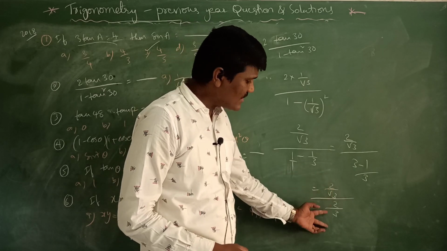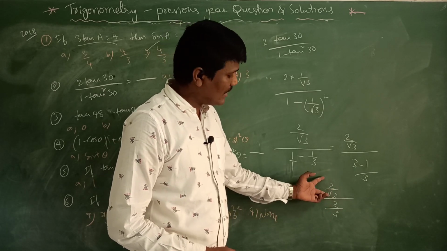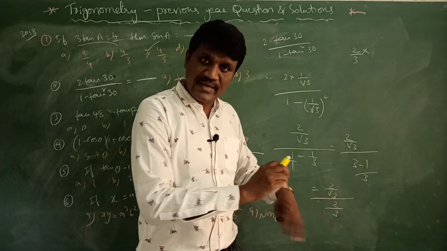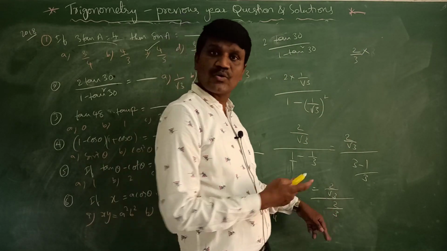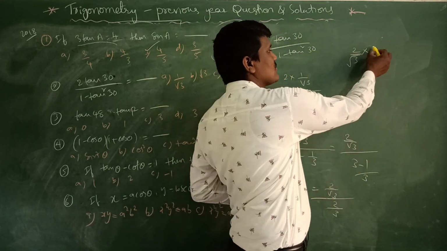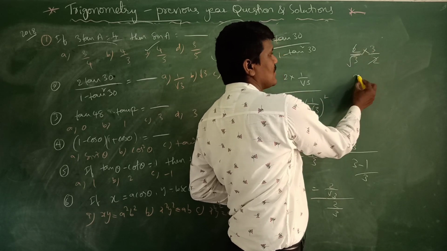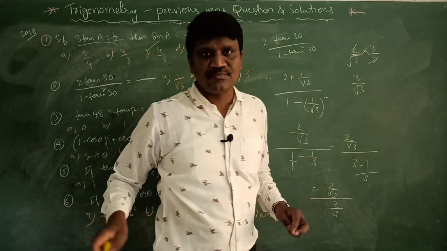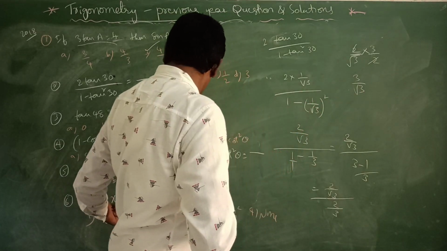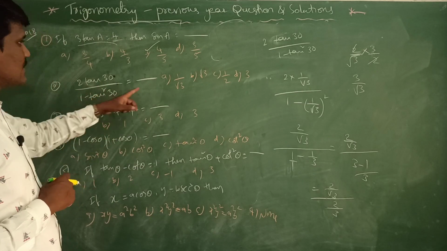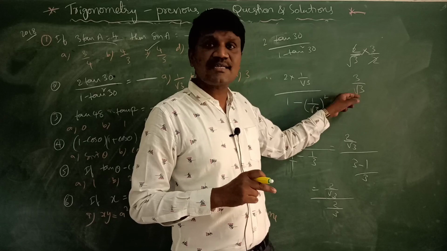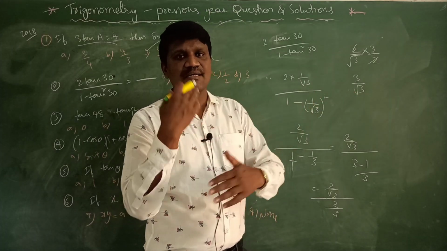If the fraction is like this, what will we do? We write the first fraction as it is, into the reciprocal of the second one. So the first one is 2 by root 3 into the reciprocal of the second one, which is 3 by 2. The 2s cancel, and 3 by root 3 is the answer. Is 3 by root 3 present in the options? I don't think it is present, because whenever there is an irrational number in the denominator, you should convert it into rational.